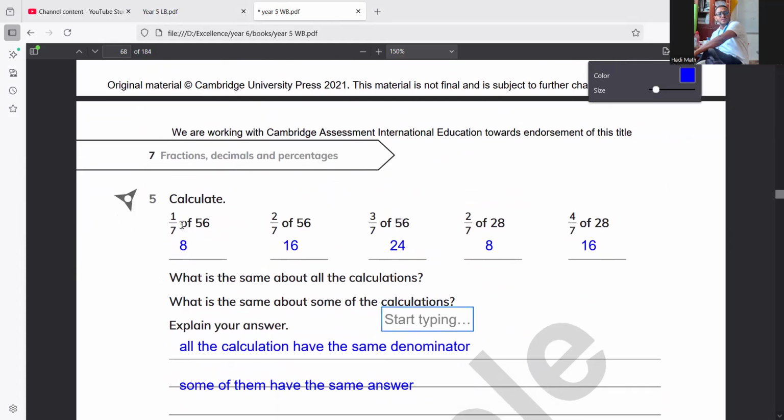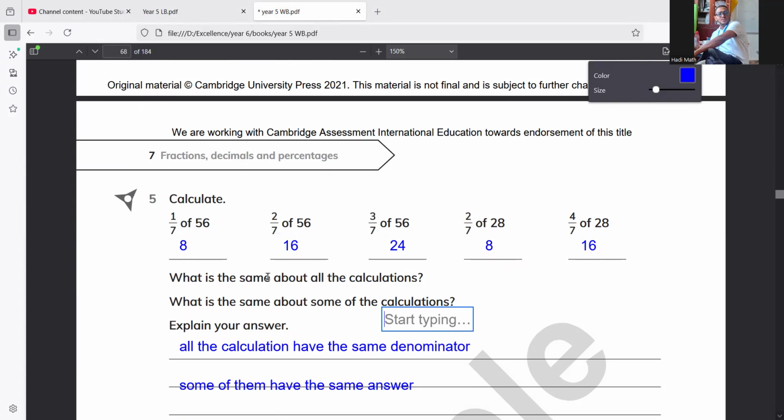Calculate 1/7 of 56. 56 divided by 7 equals 8, and 8 multiplied by 1 is still 8. Here, 2/7 of 56. 56 divided by 7 is 8, and 8 multiplied by 2 is 16. Here, the same idea, 56 divided by 7 is equal to 8, and 8 multiplied by 3 is equal to 24. Here, 2/7 of 28. 28 divided by 7 is equal to 4, and 4 multiplied by 2 is equal to 8. Here, 4/7 of 28. 28 divided by 7 is equal to 4, and 4 multiplied by 4 is equal to 16.